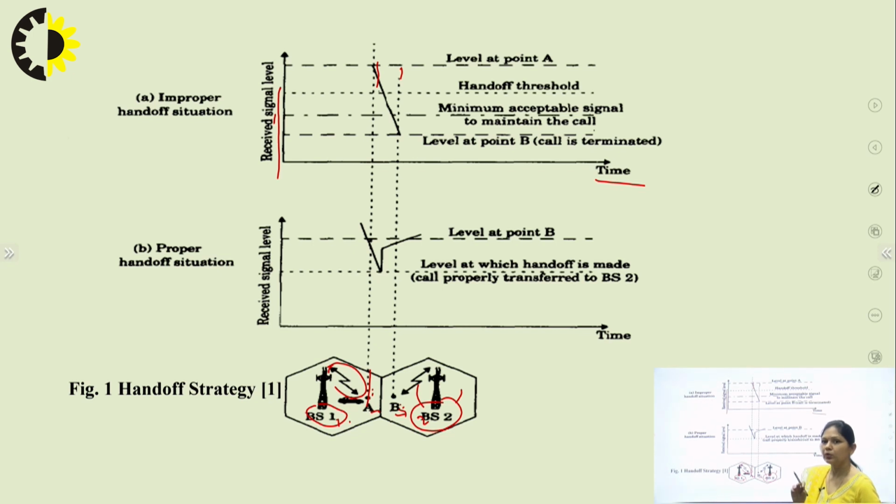Now we have to decide, as the mobile station is moving from cell 1 to cell 2, at points A and B that are close to the boundary. So the mobile switching center should take a decision whether there should be handoff or no handoff. In an improper handoff situation, we will see what will happen. This point shows the received signal level at point A. This is the handoff threshold.